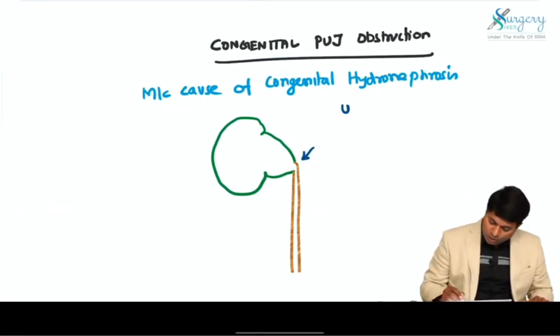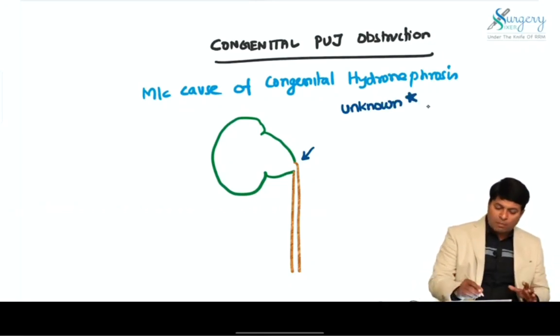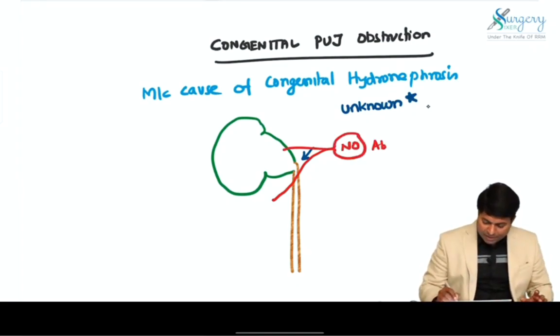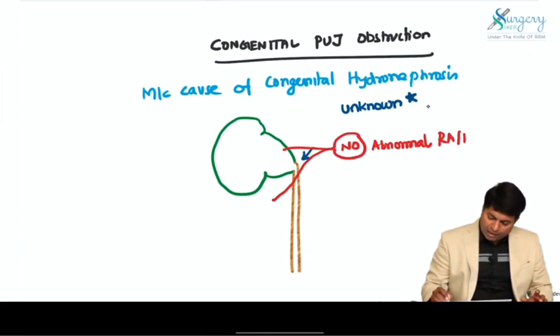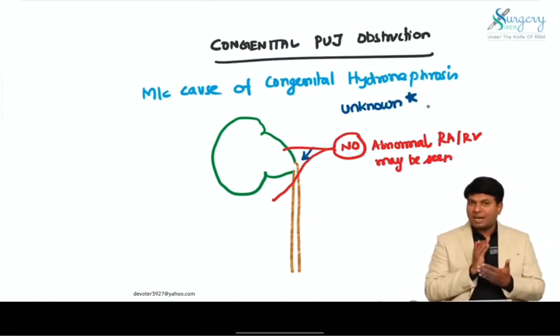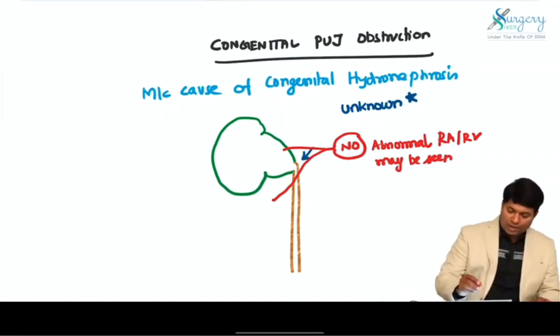What is the cause? The cause is unknown. Is it caused by any abnormal renal artery or renal vein? No. Abnormal renal artery or renal vein may be seen, but it is not the cause. Aberrant renal vessels are not a cause of congenital pelviureteric junction obstruction. It is most common in boys.